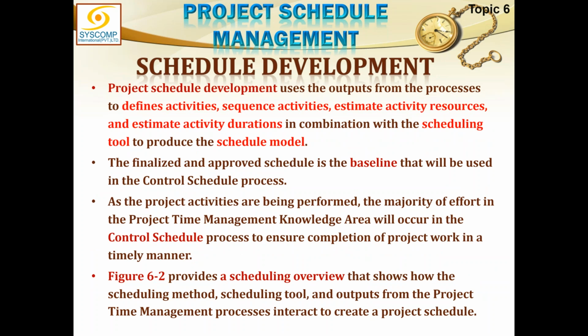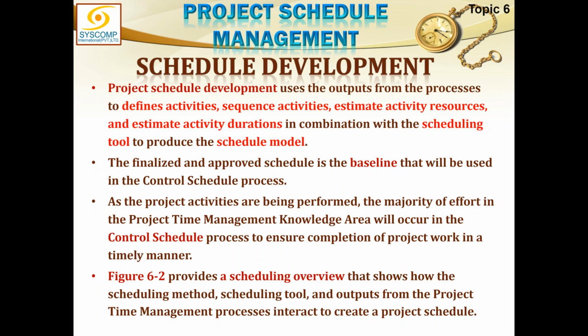Schedule development uses the outputs from the processes, whatever the defined activities, sequence activities, duration estimates, etc. So all this is combined, the result of all of them is combined into the schedule model. The finalized and approved shape of the schedule model is called the schedule baseline, that will be used in the control schedule process. You will be checking the schedule in accordance with the schedule baseline.